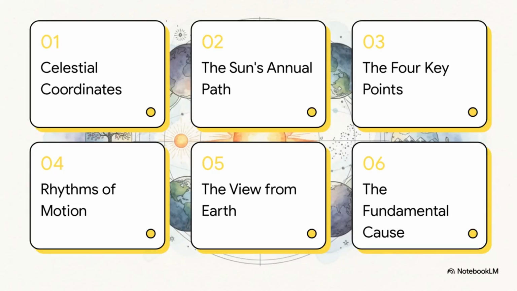So here's our plan of attack. First, we need to establish our frame of reference, the celestial coordinate system. Then we'll trace the sun's path through the year, stopping at 4 critical milestones. After that, we'll analyze how the rate of its motion changes, what that all looks like from our perspective here on Earth, and finally, we'll uncover the single fundamental reason behind the entire cycle.